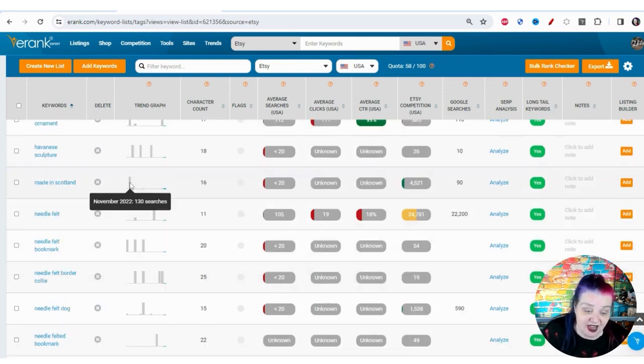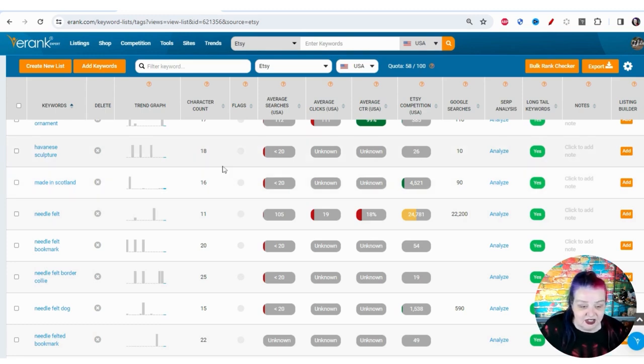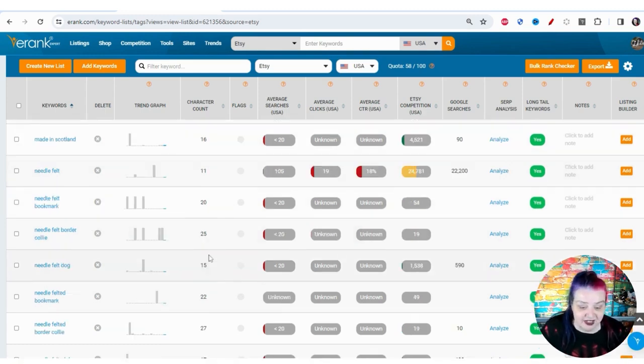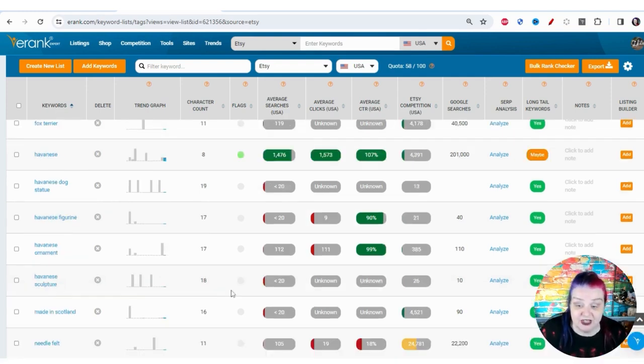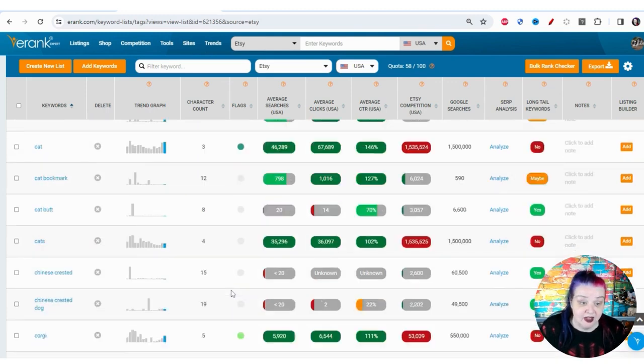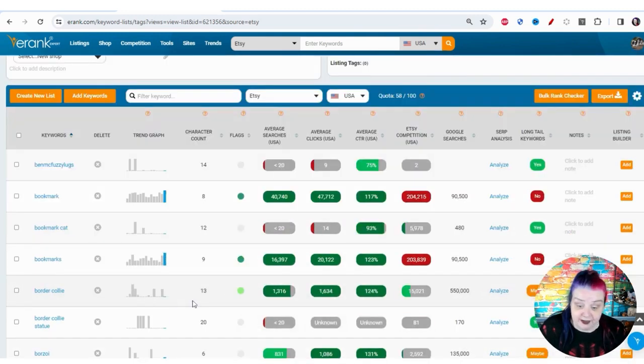Made in Scotland, that's interesting. Last year, like a year past November, there was a peak, but not much. Yeah, and that is all there is to it. You look through, find stuff that has a reasonable trend. Unique bookmarks, that is interesting. But that is all you need to do. I've made a list just now of keywords I want to keep an eye on. That's all I want to do for the first stage.